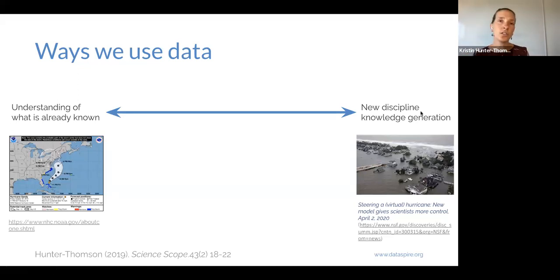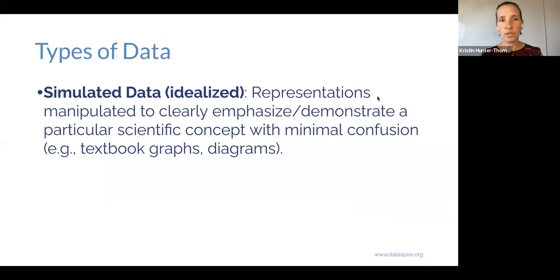If we are generating new discipline knowledge, if nobody in the world knows this yet, we are going to use some data to better understand what is happening in the system, how the system works, why the system works, where we're seeing different things in the system. So this is not new to the learner, this is new to the world in terms of ways that we use data. We can also think about the types of data that we use.